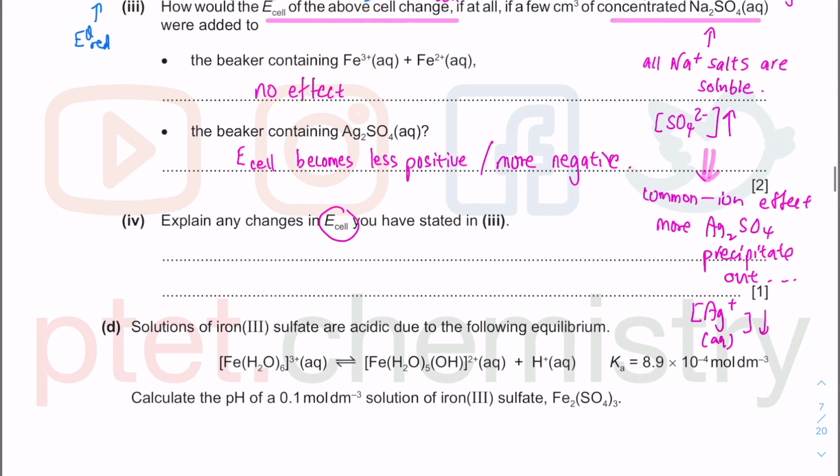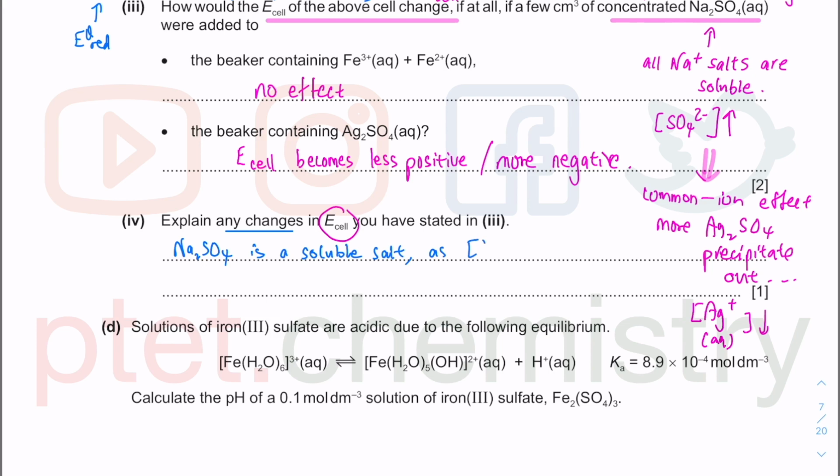Okay, now explain any changes you have stated. They just want the any changes. We don't need to talk about the no effect. We need to talk about this thing here. So we can talk about the common ion effect. So Na2SO4 is a soluble salt.